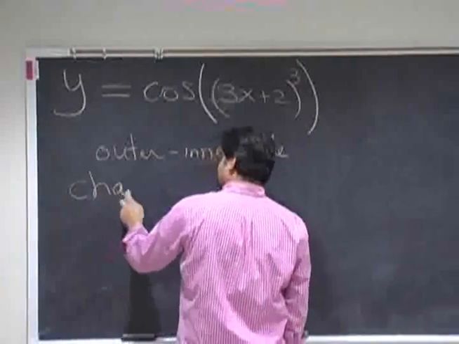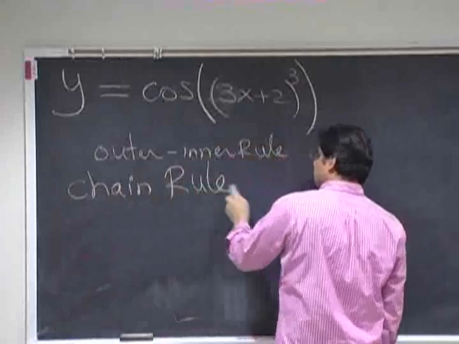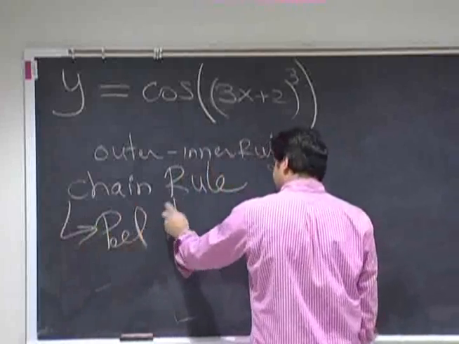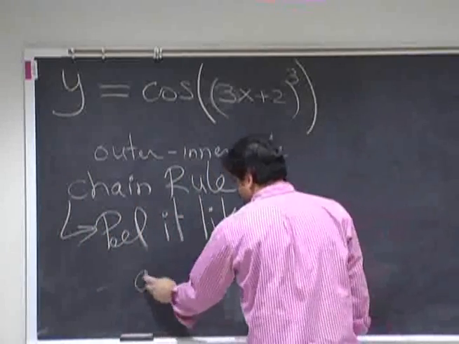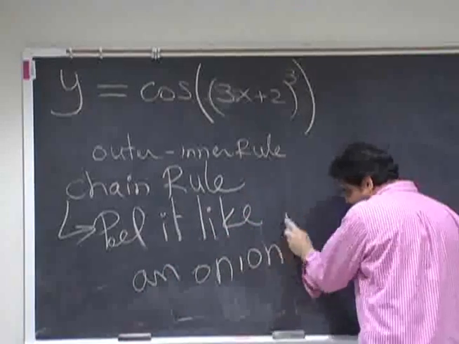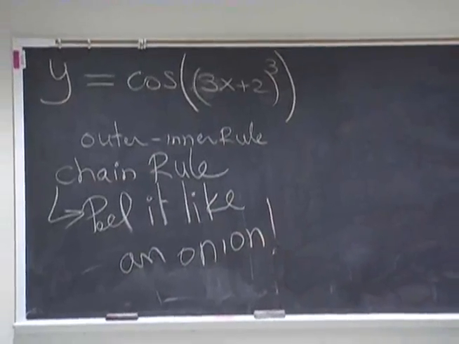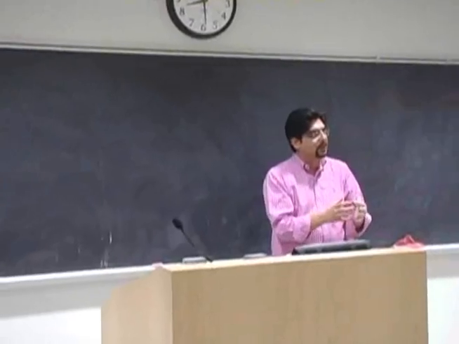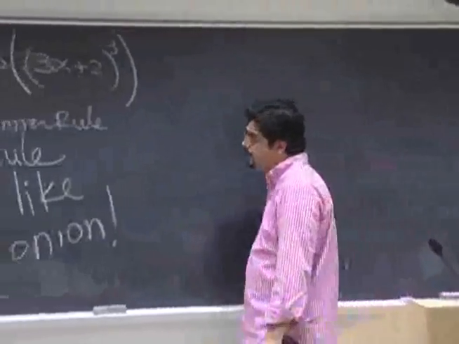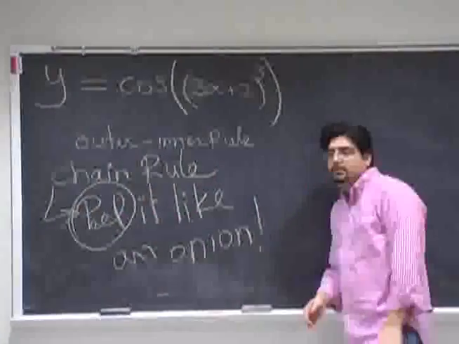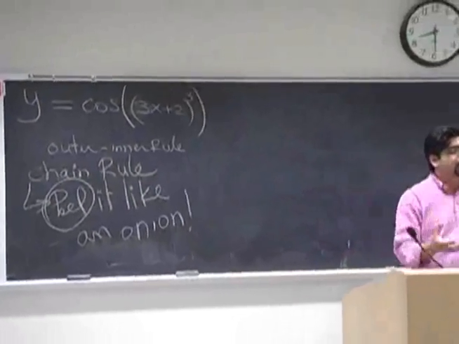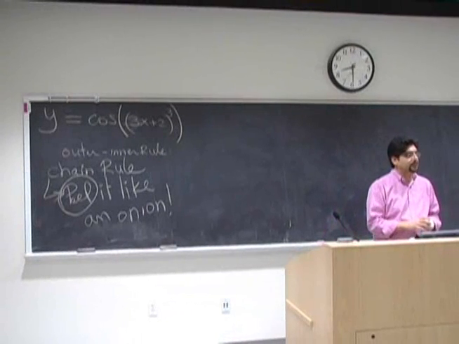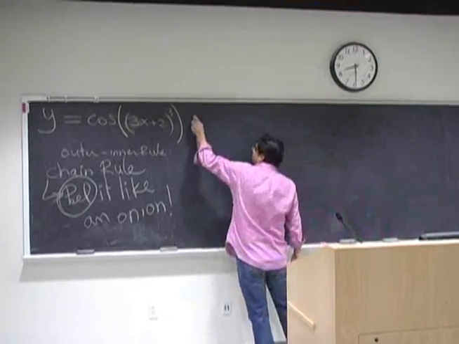This is my favorite part. Chain rule: peel it like an onion. You know what an onion looks like? It's got layers. The only way you can peel it is from the outside in. And so when we're talking about taking derivatives, peel it like an onion means just take the derivative of the outer layer, and then the next layer inside, and then the next layer inside, and you multiply those derivatives together.